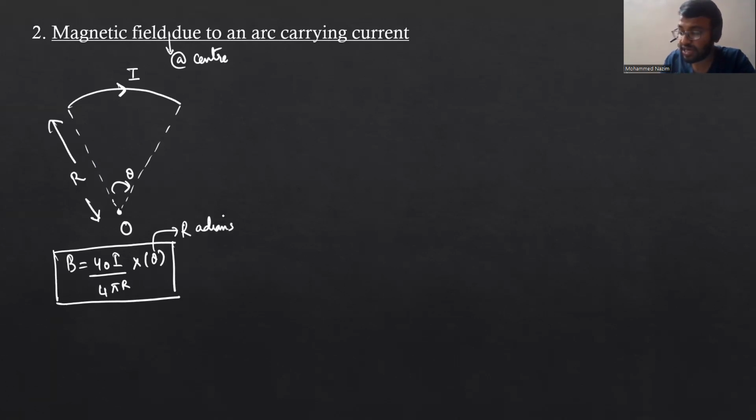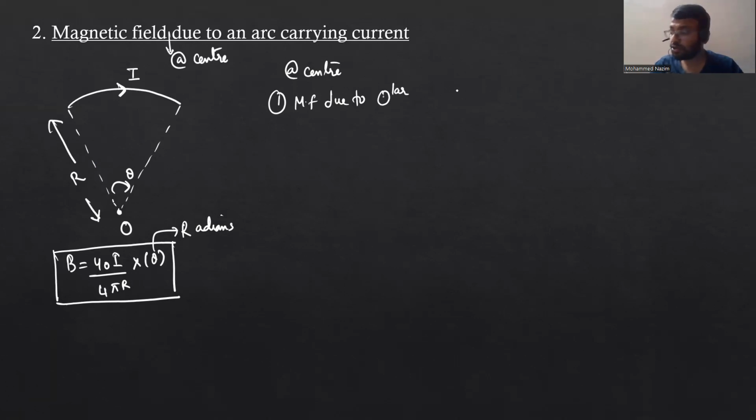Theta has to be in radians. This is the magnetic field calculated at the center. We can give some examples, like magnetic field, and we are calculating at the center. At the center, magnetic field due to a circular loop, due to a complete loop, carrying current. Let us say we have a complete circle like this, and due to this circle, we need to calculate the magnetic field at the center.